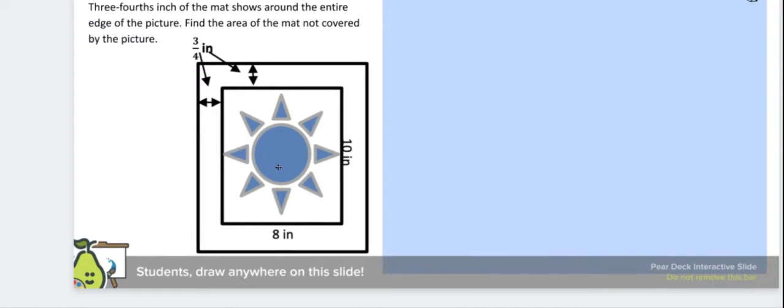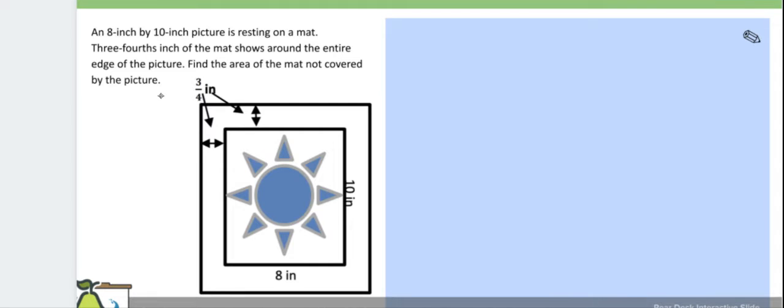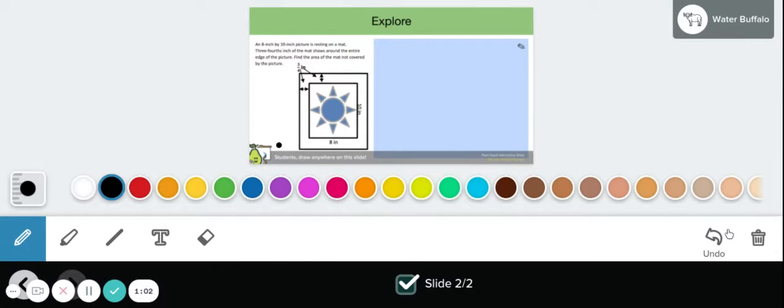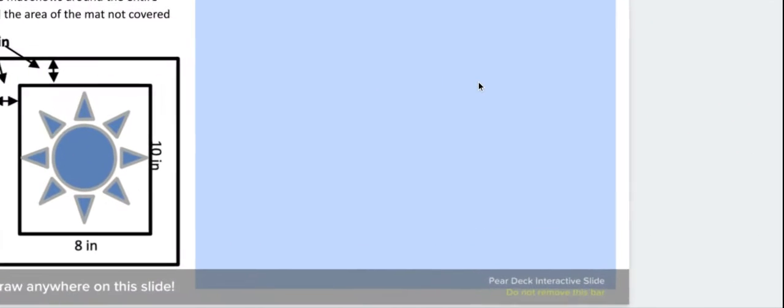What the question is telling us is that an 8-inch by 10-inch picture is resting on a mat. So, this mat looks like a picture frame. The picture is laying on it. Now, the dimensions of this picture, and remember, we're only focusing on area, is the length is 8 inches and the width is 10 inches. So let's write that down so that we don't forget that very important piece of information.